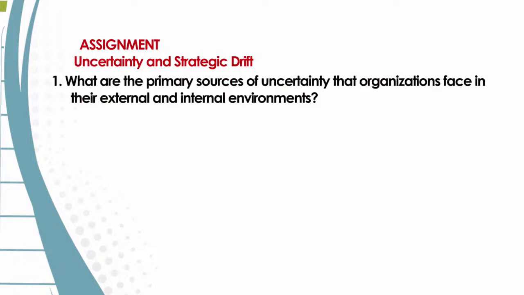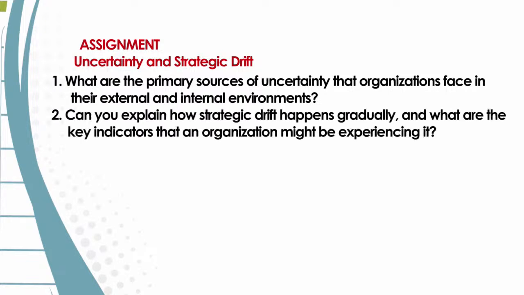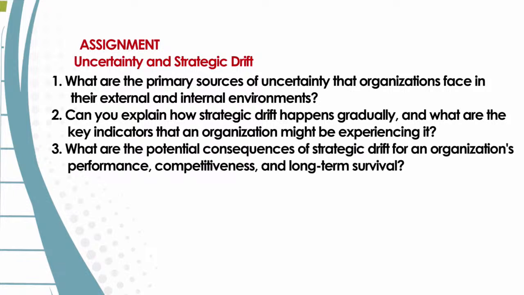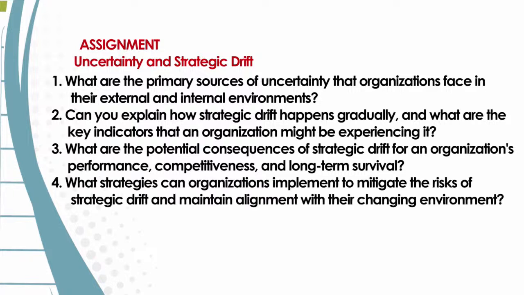of uncertainty that organizations face in their external and internal environments. 2, explain how strategic drift happens gradually and what are the key indicators that an organization might be experiencing it. 3, what are the potential consequences of strategic drift for an organization's performance, competitiveness, and long-term survival? 4, what strategies can organizations implement to mitigate the risks of strategic drift and maintain alignment with their changing environment?